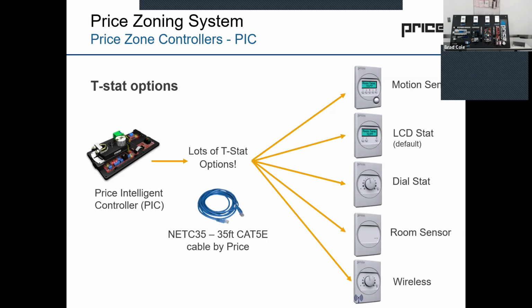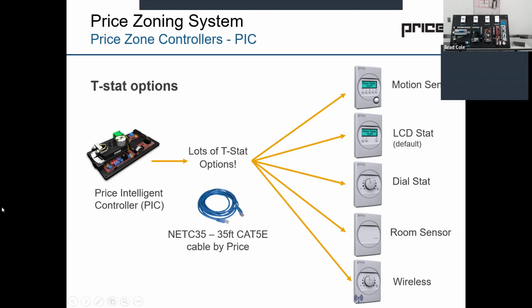On top of that is the motion sensor stat, or the LCD stat with a motion sensor. It has a golf ball sensor in the corner that can sense occupancy and put the box into occupied mode. These are great for larger areas that are not occupied all the time, or maybe a president's office, whatever it might be. He comes in, senses occupancy, puts the box into occupied mode, and you can even wire in lighting off of some spare outputs on the PIC controller.